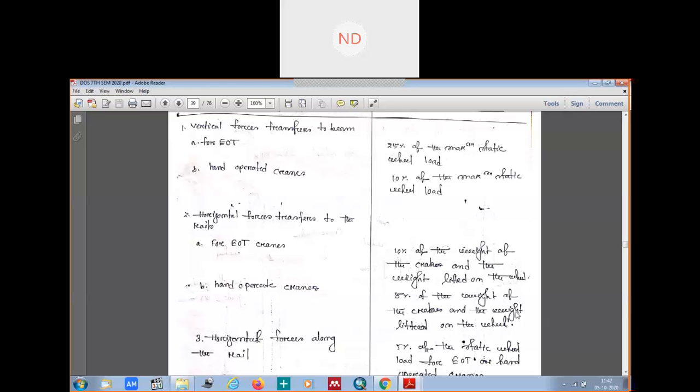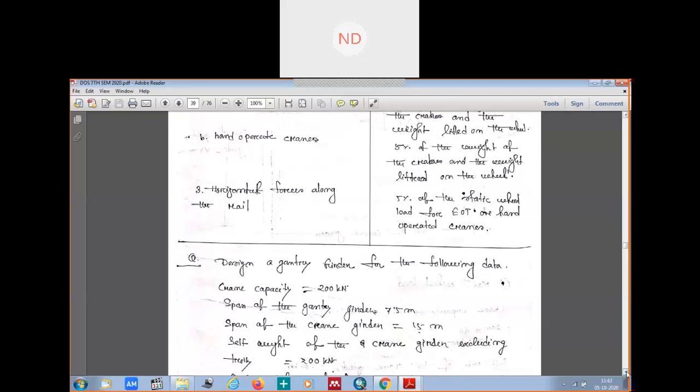And if it is hand operated, it is 5% of the weight of the crab and the weight lifted on the wheel. So when calculating vertical forces, it is a percentage of the static wheel load, and if it is horizontal on the rails, then it is the trolley plus the weight lifted on the wheels.